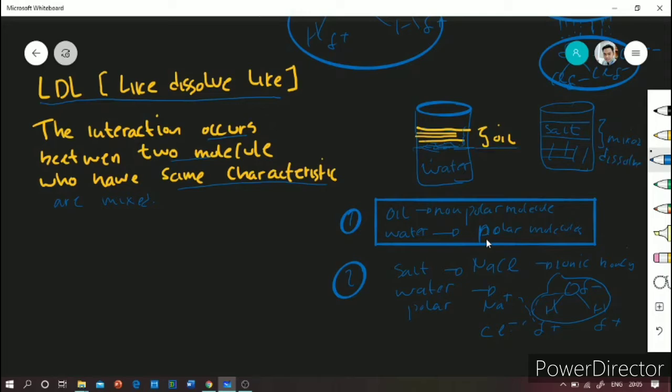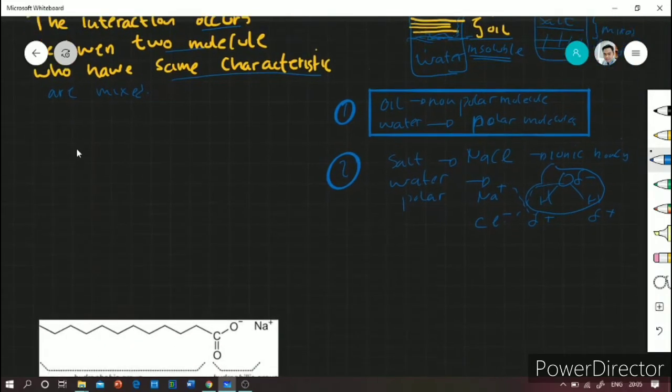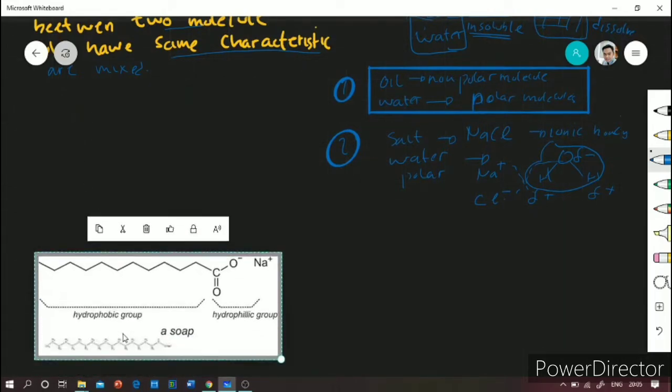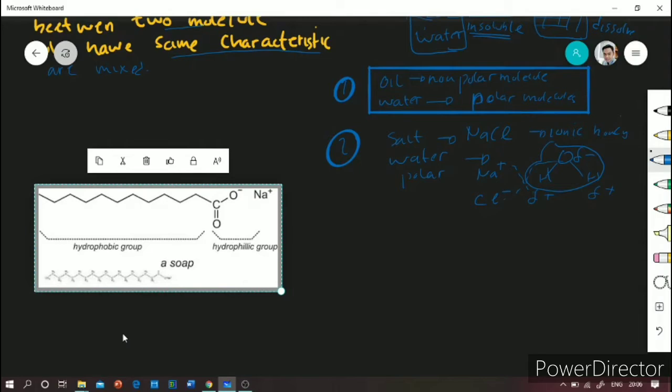When oil and water are not dissolved, you say insoluble. Insoluble means they're not dissolved, they're just completely separated. So that is like dissolves like. But now let me introduce you to soap.